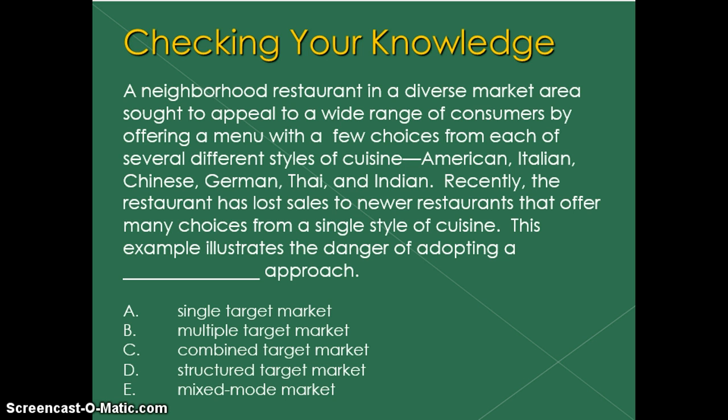All right, so what we're looking at here, the neighborhood restaurant has really combined multiple submarkets. You notice they had American, Italian, Chinese, German, Thai, and Indian. So there are 6 separate submarkets there that they are combining into one larger target market as a basis for their strategy. In doing so, what they are using is what's called a combined target market approach. They're not going with just one specific group of people. They are including 6 separate groups and combining them all together to create one larger target market. So that's your combined target market, and the best answer here would be letter C.